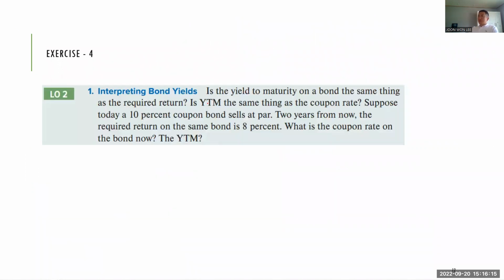Let's take these questions from the textbook. Is the yield to maturity on a bond the same thing as the required return? Is the yield to maturity the same thing as the coupon rate? Suppose today a 10% coupon bond is set at par. 2 years from now, the required return on the same bond is 8%. What is the coupon rate on the bond now?